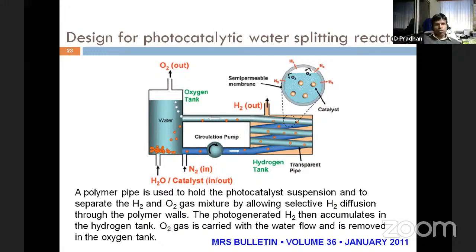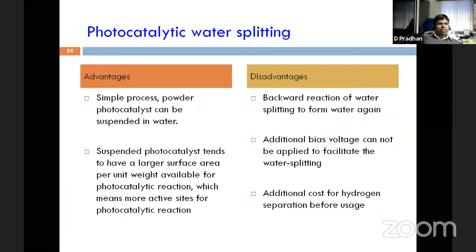So this can be done to produce hydrogen and oxygen. The advantage of this type of photocatalytic water splitting is that it is a simple process. You can just put the powder photocatalyst into the water and disperse it and do the reaction. But the disadvantage is that you can have a backward reaction. Water, hydrogen and oxygen can recombine to produce water.